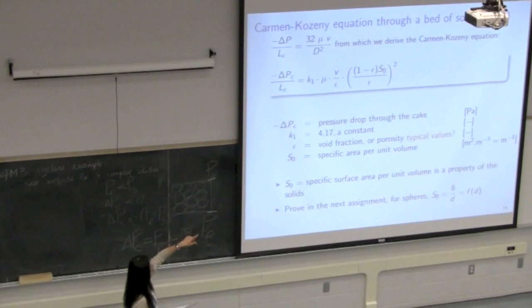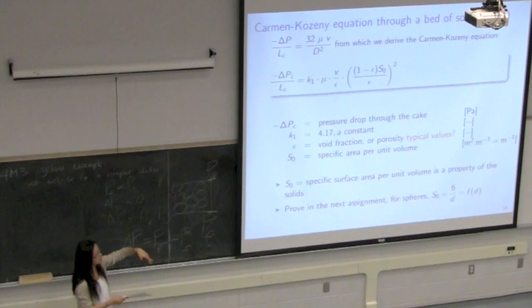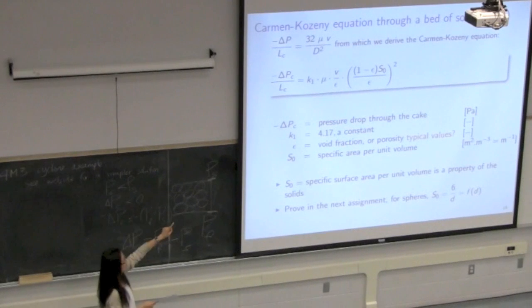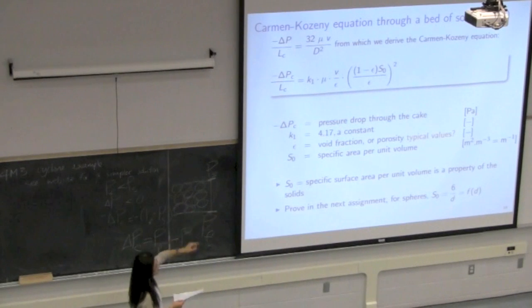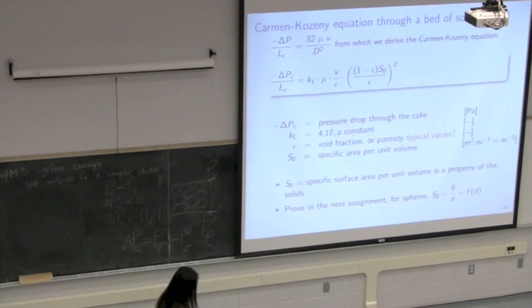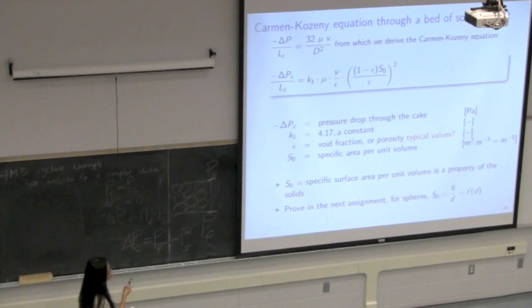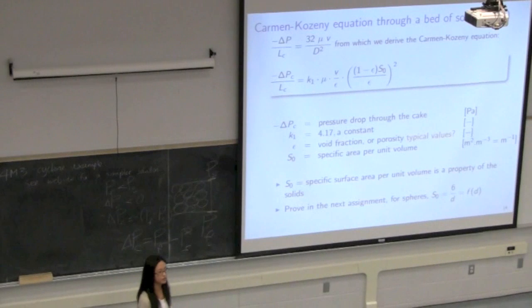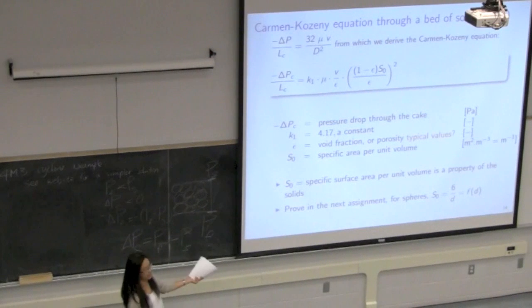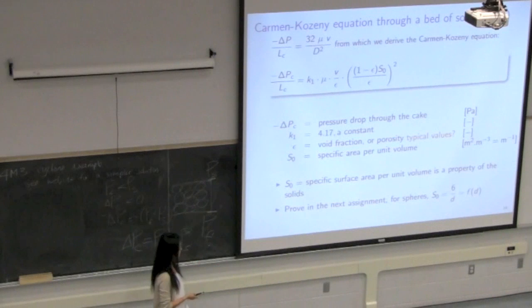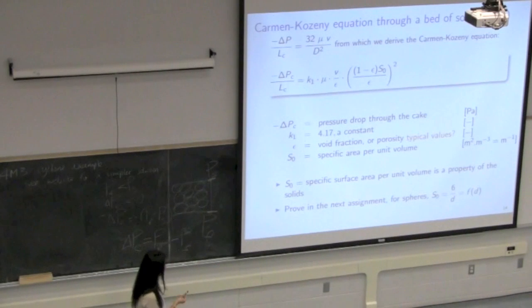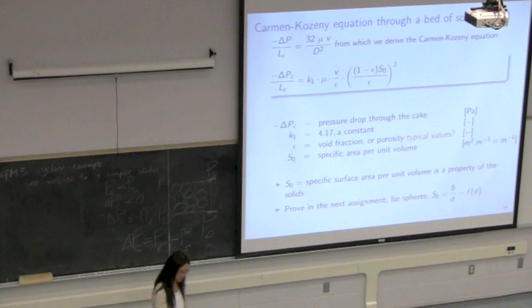So that's that. And our equivalent diameter is that last term right there. The S naught is a specific area per unit volume, so that's a function of particle diameter. I was told that in your next assignment, you'll be proving that this S naught is 6 over D for spheres. So keep that in mind.